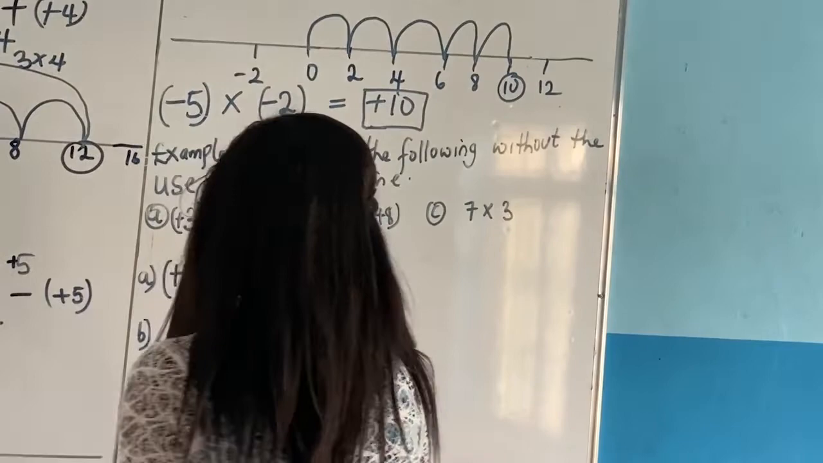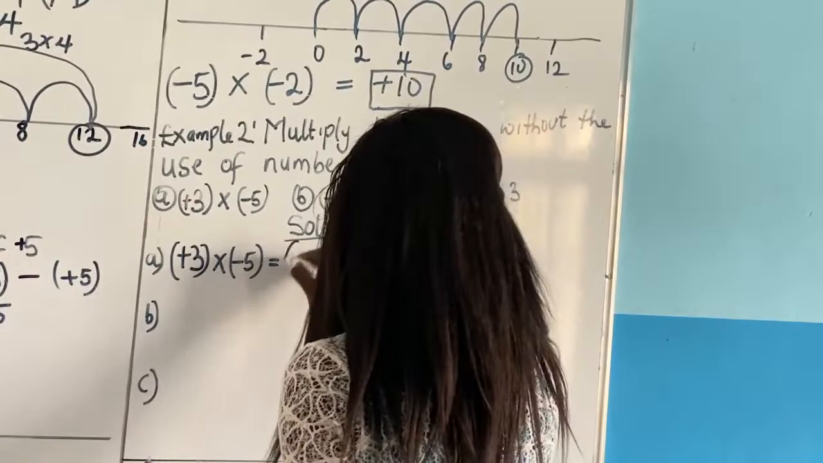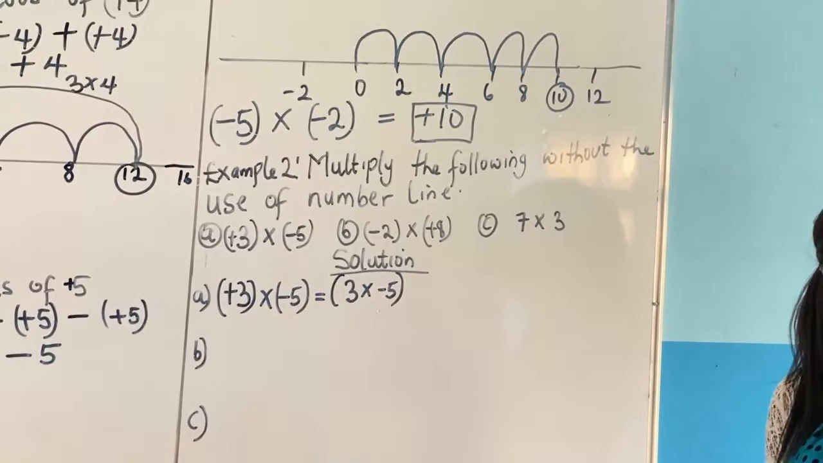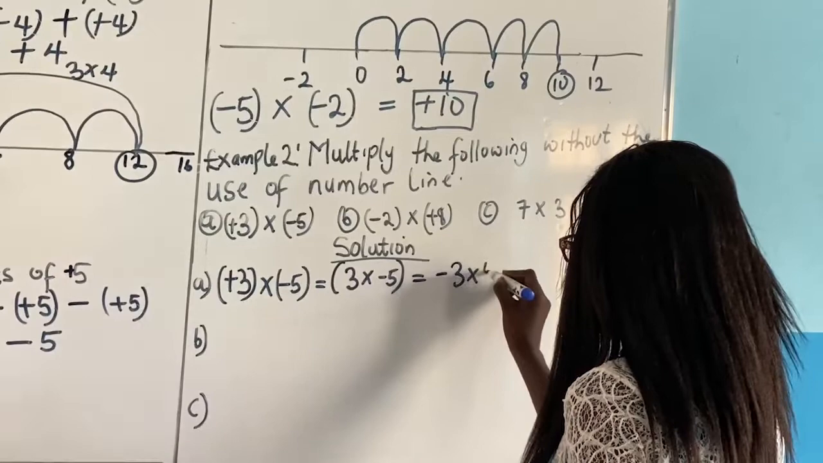So let's just put everything in brackets. So let's see how it will look like. I have here positive 3 minus what? Negative 5. Okay? So this looks kind of ugly. Why can't we move the minus outside the brackets? Let's do that and see. So if we say minus 3 times 5, you see, it's still the same thing.